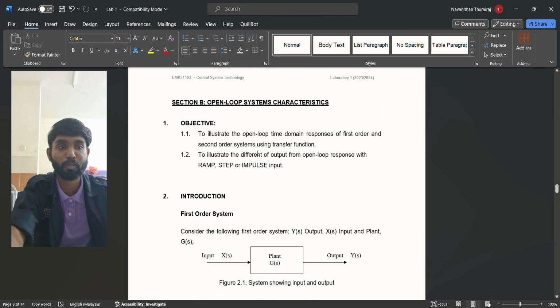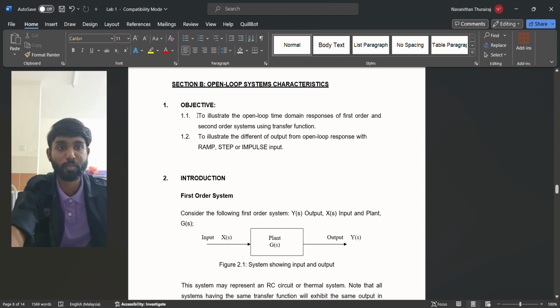Now let's move on to the open loop system characteristics objective. The objectives are to illustrate open loop time domain responses of first order and second order systems using the transfer function, and to illustrate the difference of output from open loop response with ramp, step, and impulse input.